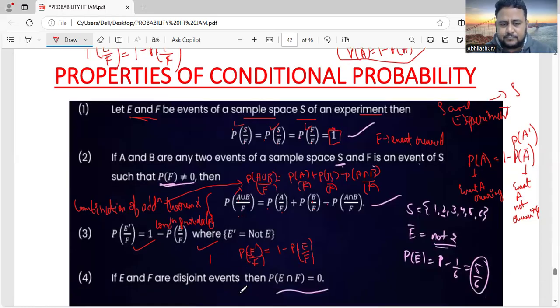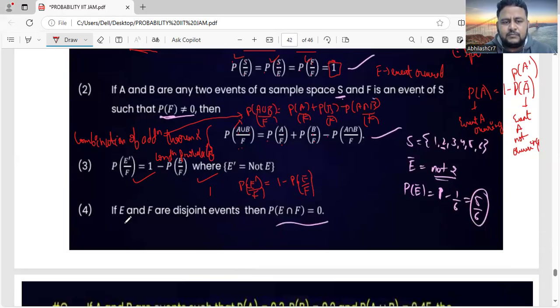Next, if E and F are disjoint events, then P of E intersection F. Intersection means what? Common. Disjoint events means they are not related events. You can also call these mutually exclusive events.